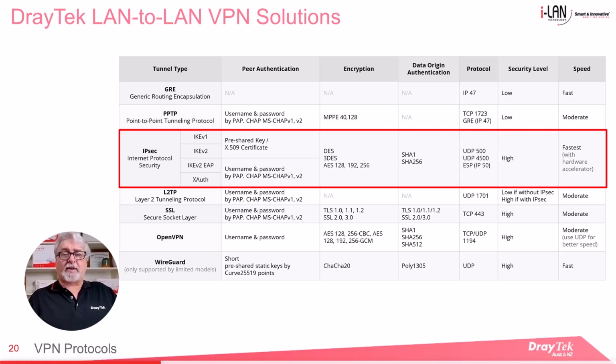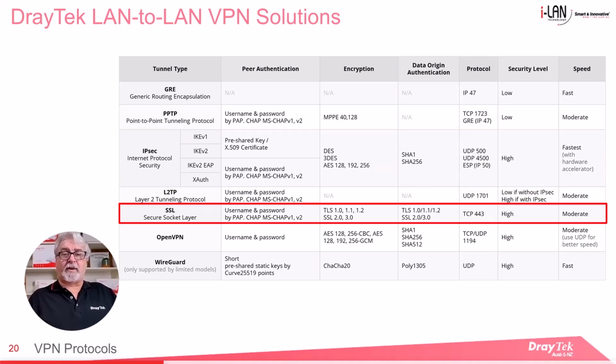It generally requires a static or fixed IP address at both ends, but this can be worked around using DrayTek's aggressive mode IPsec VPN, which uses peer ID to authenticate the connection. SSL, or Secure Sockets Layer, VPN uses the same HTTPS protocol used by secure websites. This means as long as the router allows HTTPS traffic through, an SSL VPN should get through it as well.